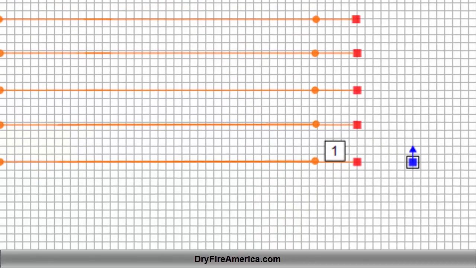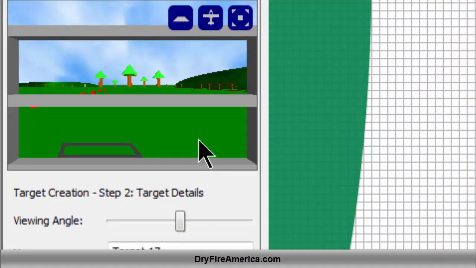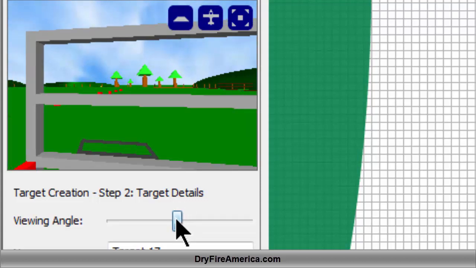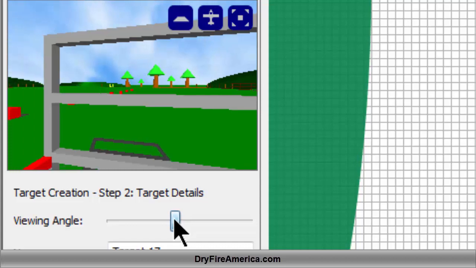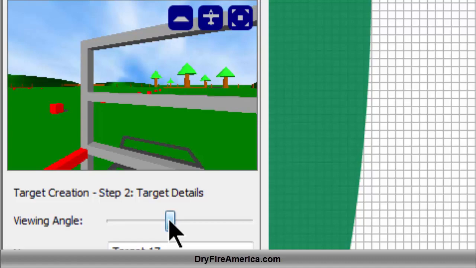And now let's go back to the view window and notice what the problem is. The shooter is looking in the wrong direction. So we're going to solve that by click and drag this, and we're going to do this. See, I'm turning the shooter's head right now, and the shooter is now looking more and more to his left.